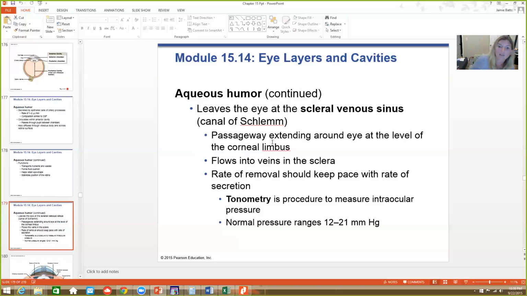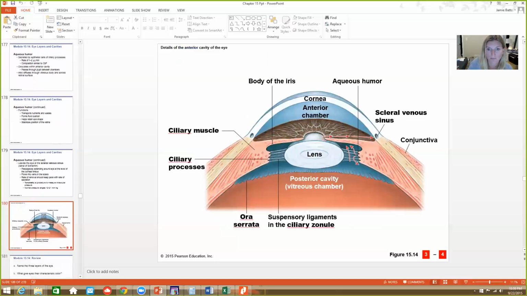It flows into the veins in the sclera, and the rate of removal should keep up with the rate of replacement. Tonometry is the procedure used to measure the intraocular pressure, and it's usually between 12 and 21 millimeters of mercury. It's relatively low pressure. Here you see this draining. Again, it's secreted at this junction within the ciliary processes, circulates around, drains out of the scleral venous sinus, goes back into the venous circulation, and is cleaned and filtered.